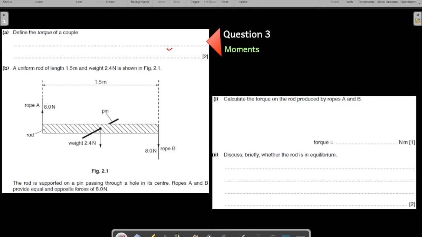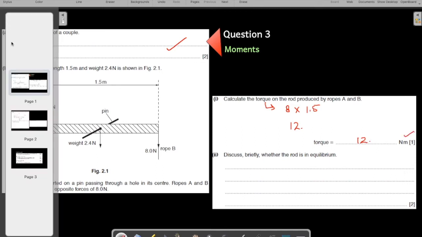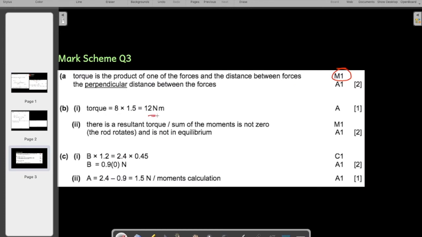Easy question. The formula that you mentioned here has to be applied here. So what will be the torque? Torque would be equal to one of the forces, which is 8, multiplied by the perpendicular distance. Perpendicular distance is also mentioned here. You need not do any calculation to find the perpendicular distance. Very, very straightforward question. Right? So it comes out to be 12 newton meters. It's a 1 mark question. Why? Because it is easy. Let us tally our answer with the mark scheme. Yes. Same thing.